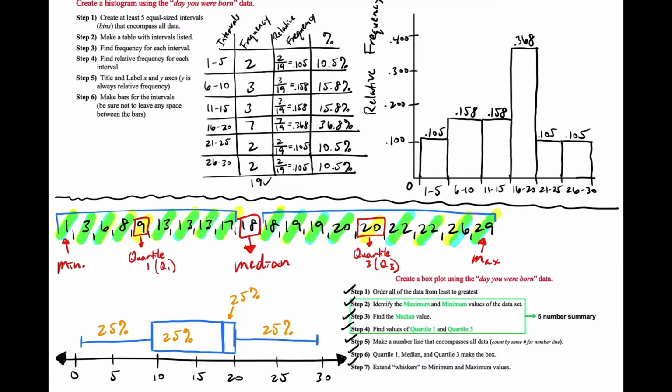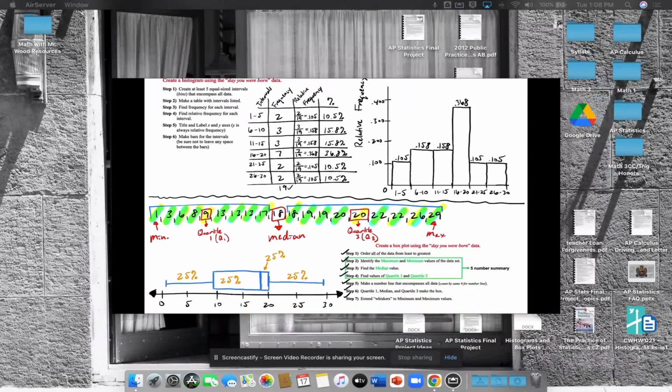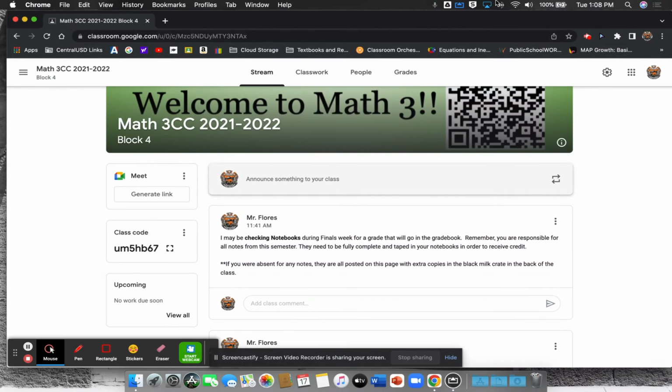So if you're in the back, tape it in your notes. No, assignments you don't have to. Okay, so some of you guys have asked, Mr. Flores, are you going to check our notebooks at the end of the semester? The answer is I might. So keep taping in your notes. If it's there, if it's completed, you get full credit. If it's not there or if it's not completed, you don't get full credit.